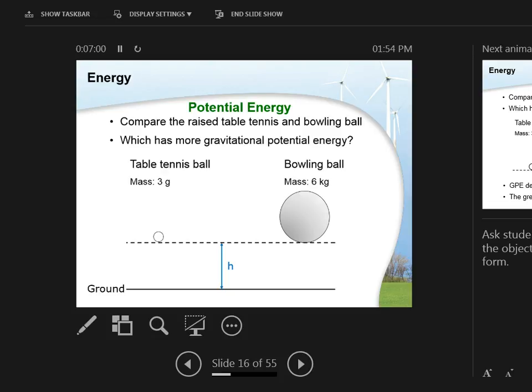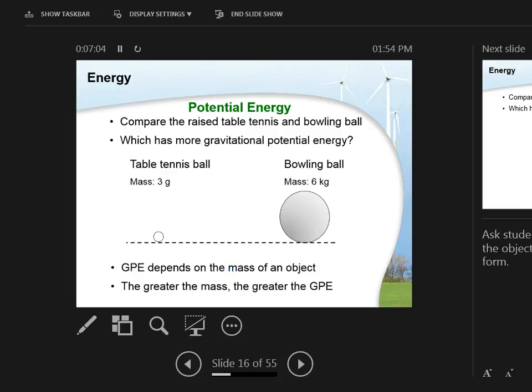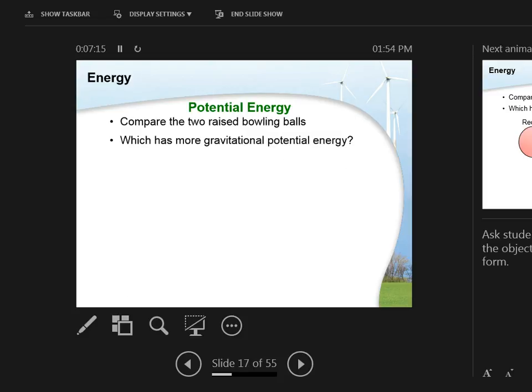What is the difference between these two that causes it to do more work? Mass. So we conclude that gravitational potential energy must depend on the mass of an object. The greater the mass, greater the gravitational potential energy. Okay? Next.